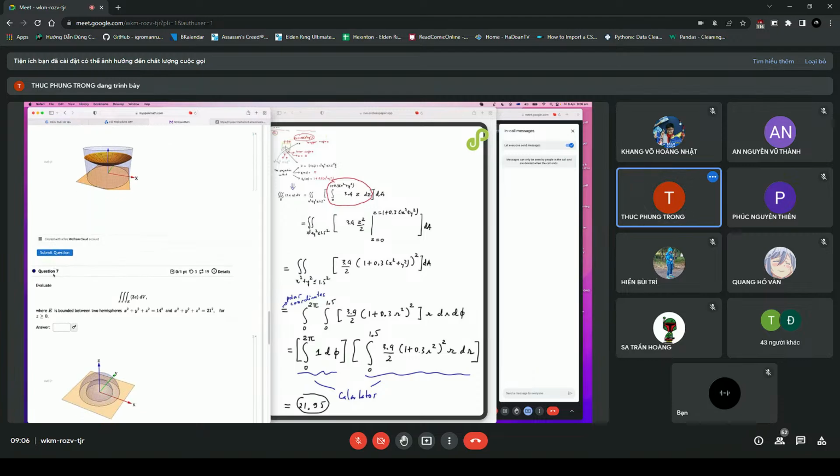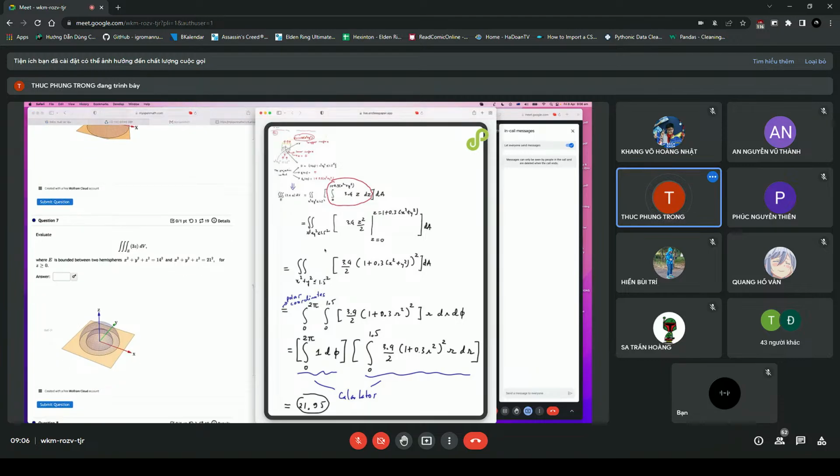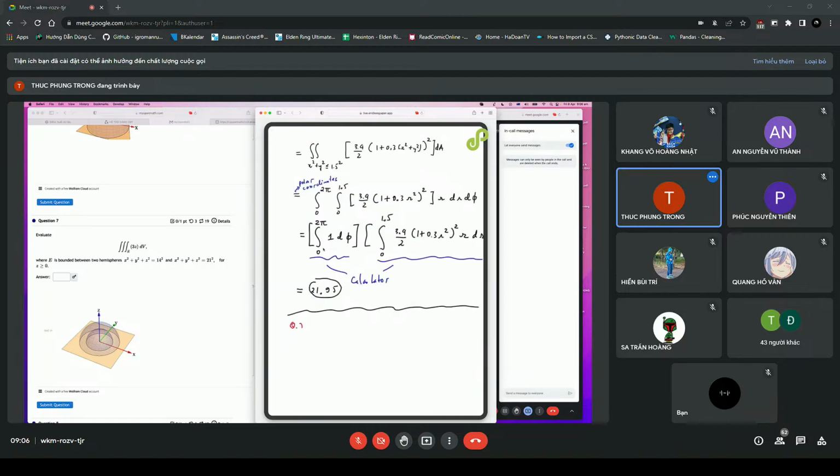Now, question 7. Obviously, we need to use spherical coordinates. That's the best way to find the answer. So let's see how to find the answer to question 7. Now, the triple integral we have is 3z dv, right? And now we would like to use spherical coordinates. Now let's see how to get that.